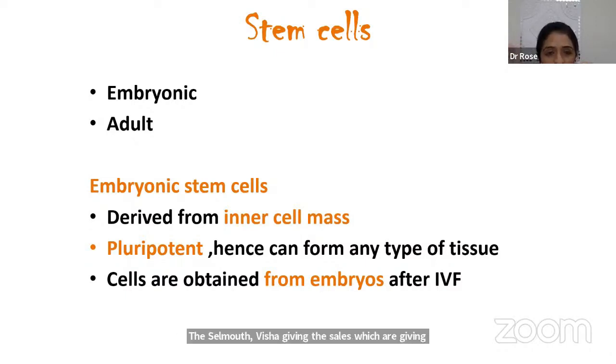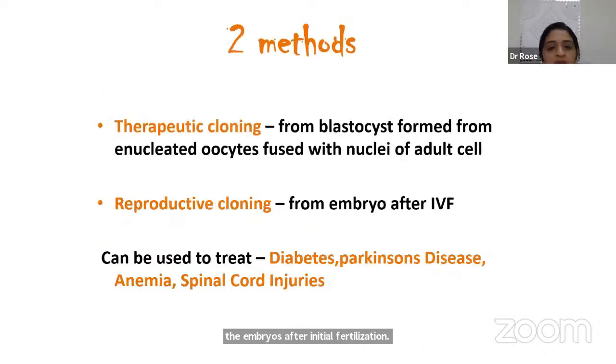So the peculiarity of these stem cells is they are pluripotent. Pluripotent, the term means it can give rise to any type of tissue. And how are these cells derived? They are obtained from the embryos after in vitro fertilization. So there are many ethical issues for these embryonic stem cells. And 2 methods for which they are used are therapeutic cloning and reproductive cloning.